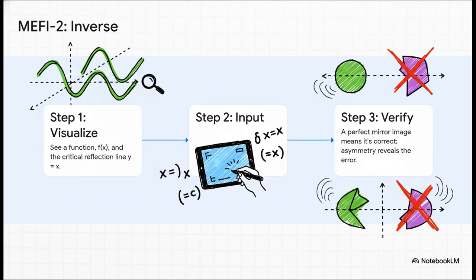Now, for the inverse problem, MEFI 2 was honestly kind of genius. Students would still do the algebra on paper, the old-fashioned way, but then they'd plug their answer into the module. And if their graph popped up as a perfect mirror image of the original, they knew they nailed it. If it was lopsided or just wrong, they got instant visual proof that they needed to check their work. No waiting for the teacher to grade it.